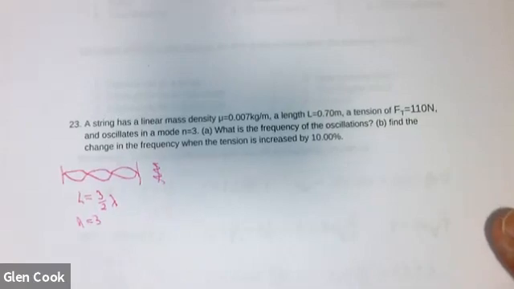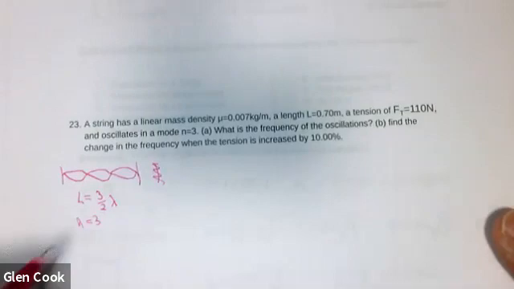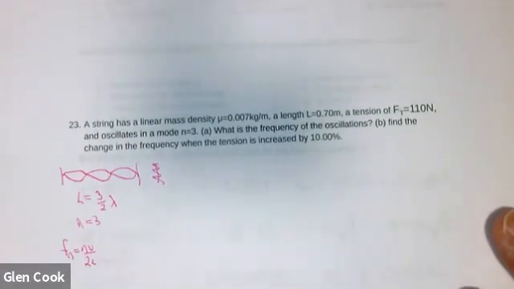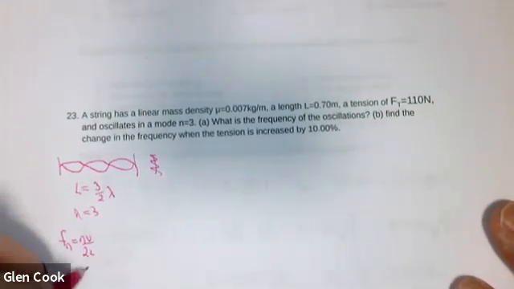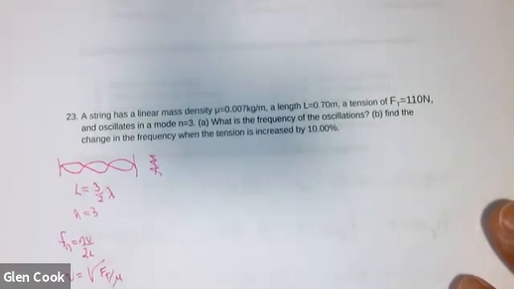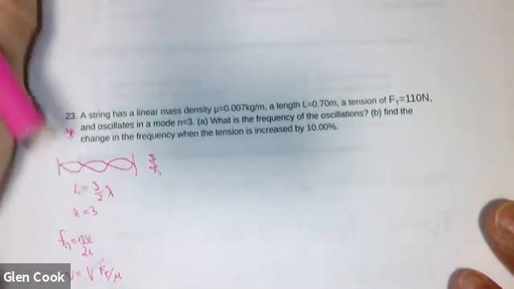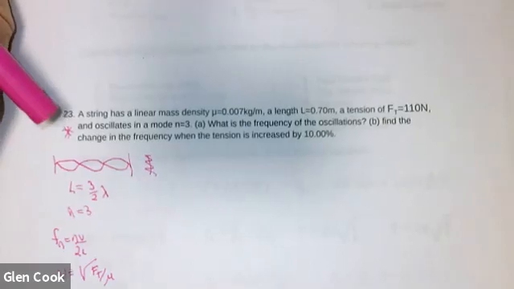So you're going to use the Fn equals nv over 2L. I'll just rewrite it, Fn equals nv over 2L, because it's a string, and you're going to use V as the square root of the force of tension divided by the linear density. You're going to use that information as well. So again, these 3 problems are on you to do. We will address those at a later time. And this makes this the last video.